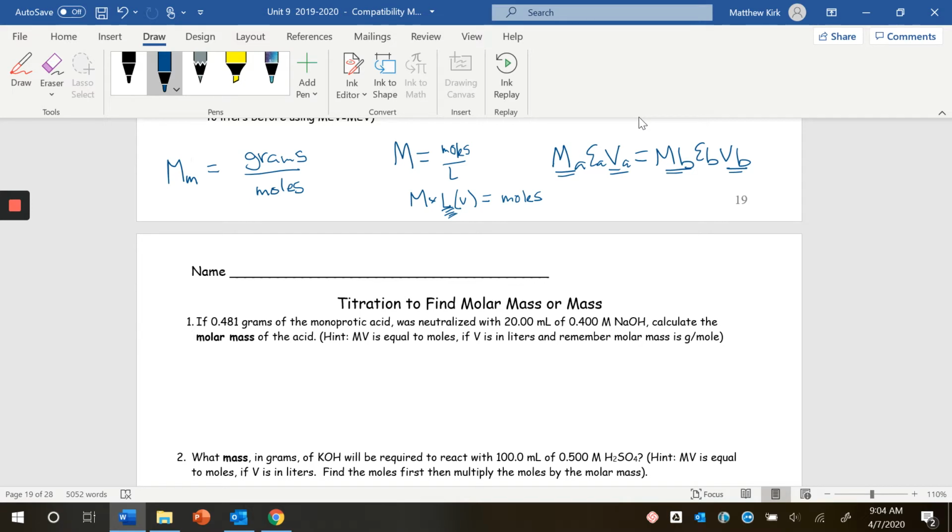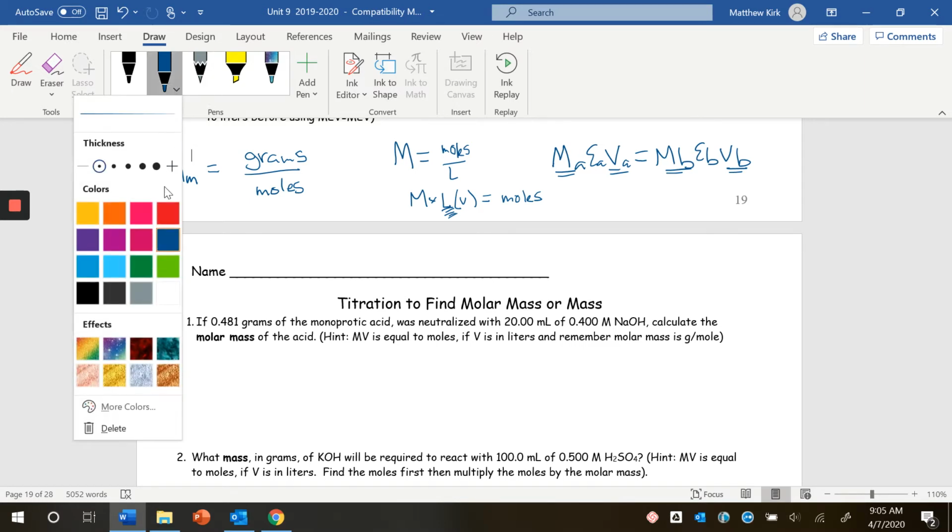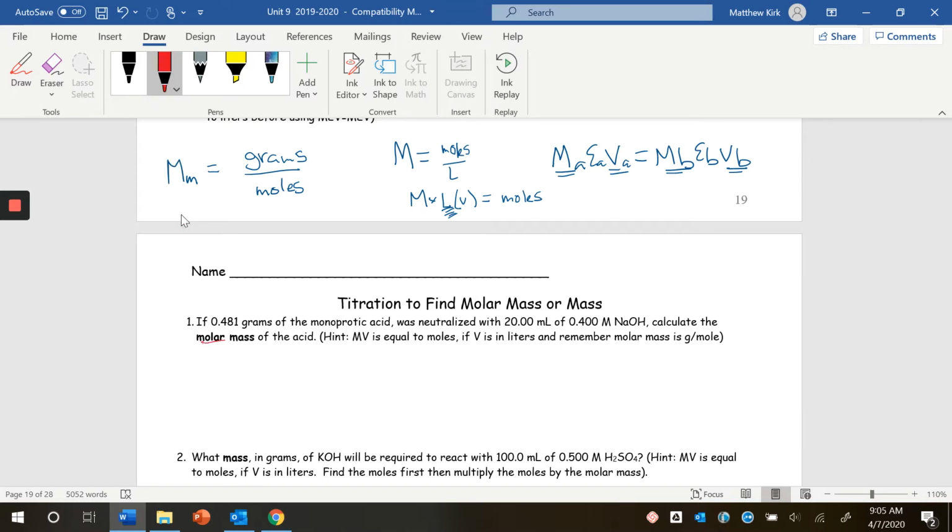So number one on page 20: if 0.481 grams of a monoprotic acid was neutralized with 20 milliliters of 0.4 molar sodium hydroxide, calculate the molar mass of the acid. I like to read through this, and I always like to start with what we're being asked. Again, we're asked for the molar mass of the acid.